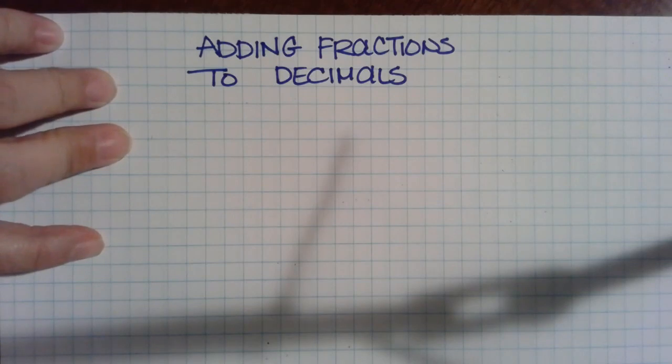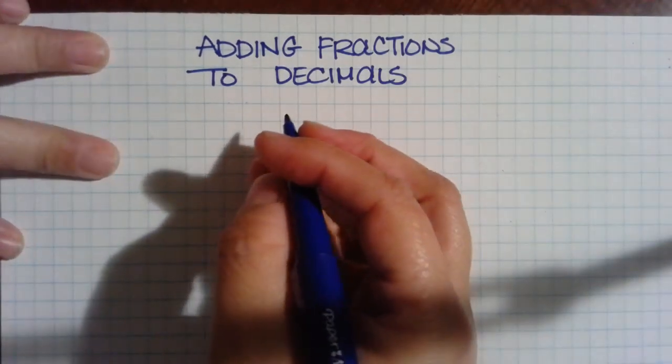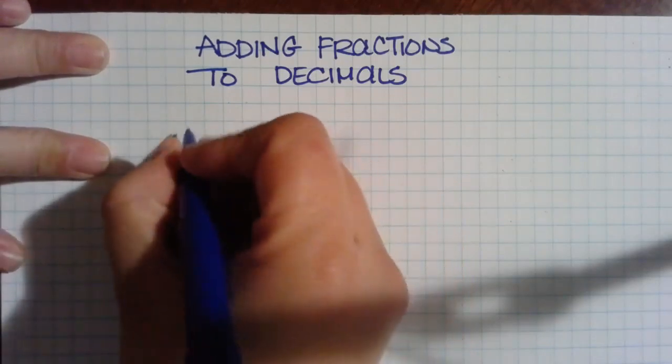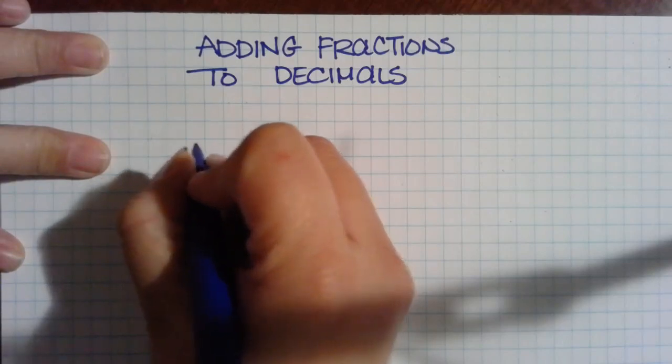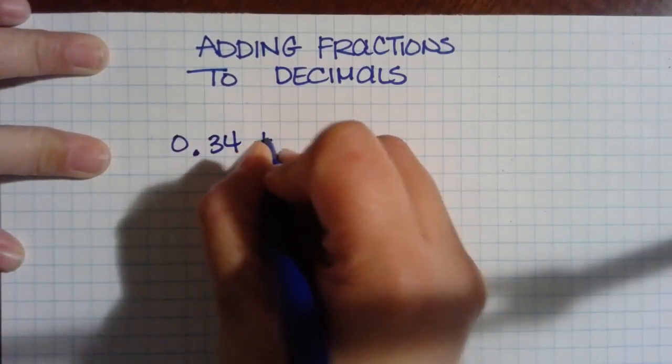Alright, well, let's start with what we were doing today. We were adding fractions to decimals or decimals to fractions. So for our first example, we're going to add 34 hundredths plus 7 tenths.